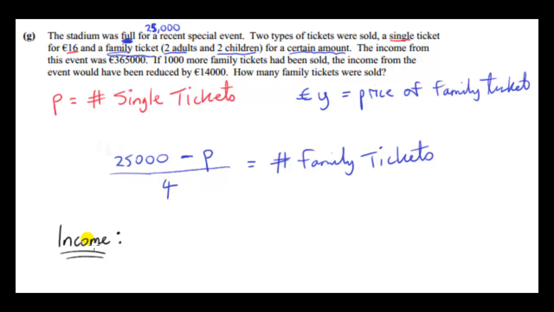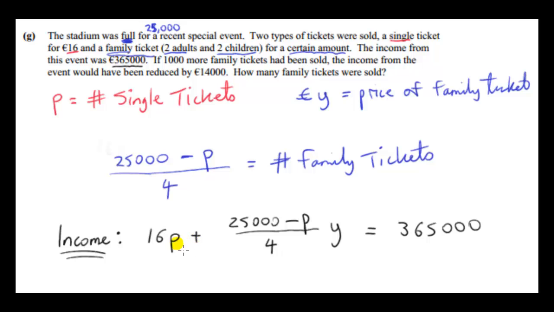Now let's consider the income. So as before, we saw that for the single tickets, each one is 16 euros. So if P of them are sold, we get P times 16, or 16P euros income from the single tickets. And now we have to consider the income from the family tickets. So we have to take the number of family tickets, this expression here, and multiply it by the price of a family ticket. Now that price we don't know. I'm just calling it Y. But anyway, the total income is given to us. It's 365,000.